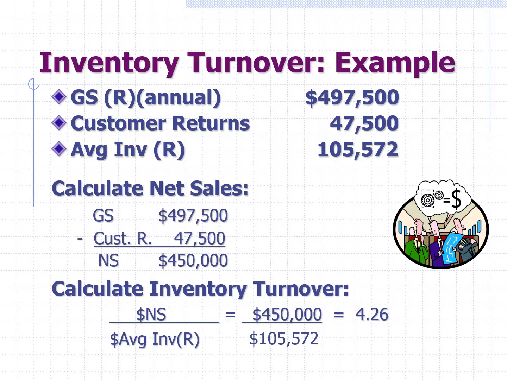So net sales is gross sales minus customer returns. We got the net sales of $450,000. And then the inventory turnover is net sales over average inventory at retail value. So the net sales of $450,000 divided by average inventory of $105,572, which was given in the problem. That gave us the turnover of 4.26. Turnover calculation is not hard at all, right?